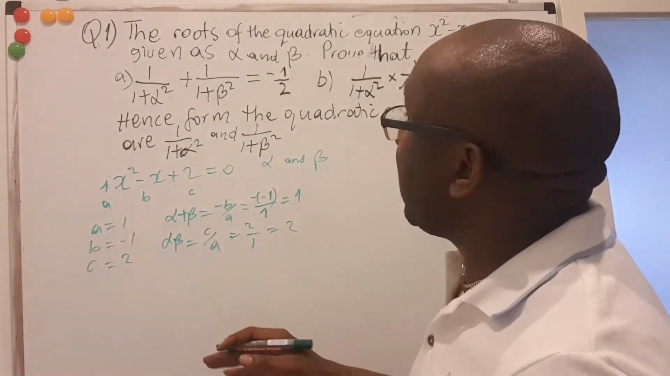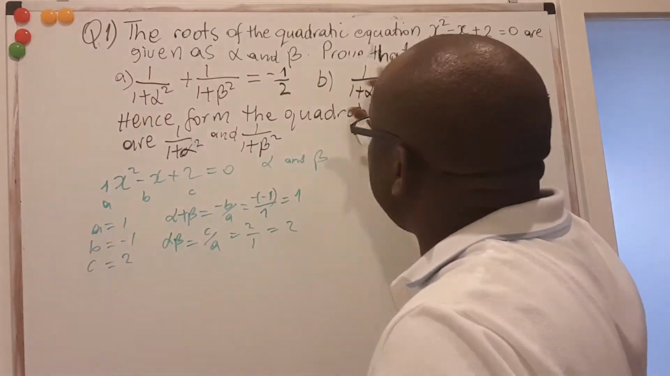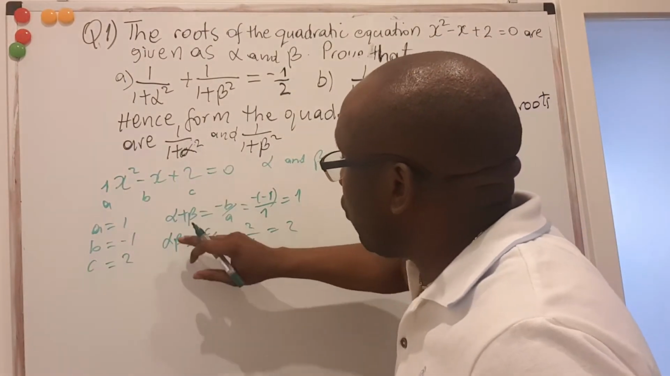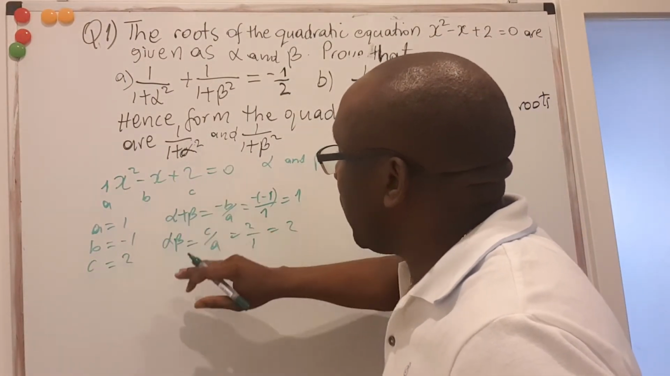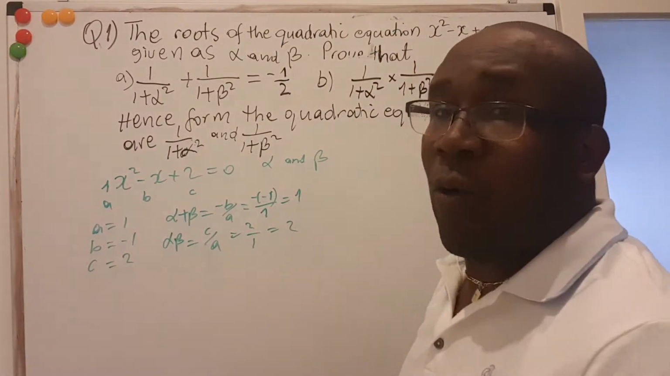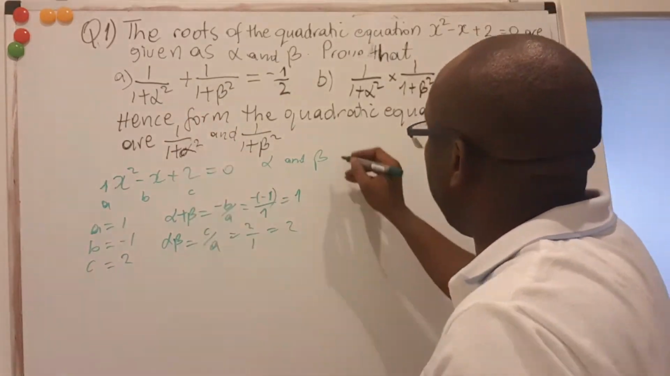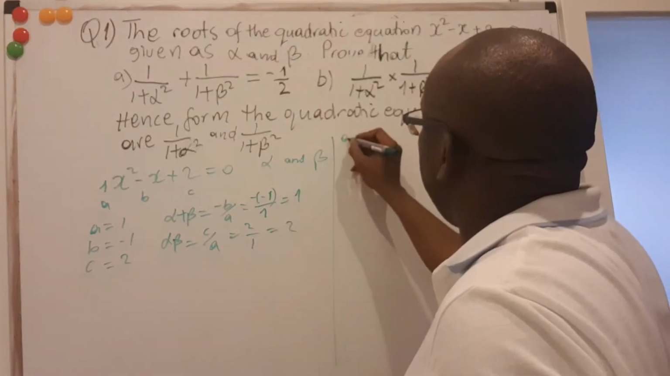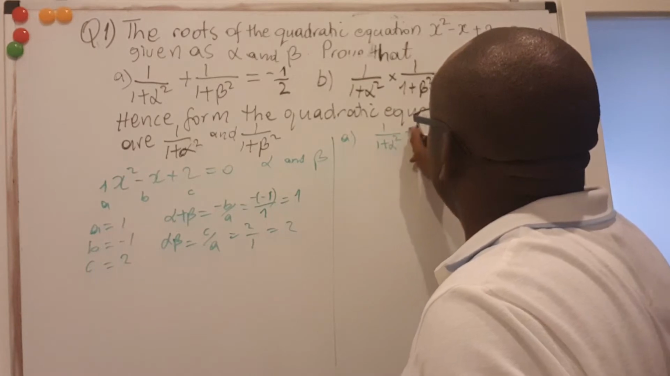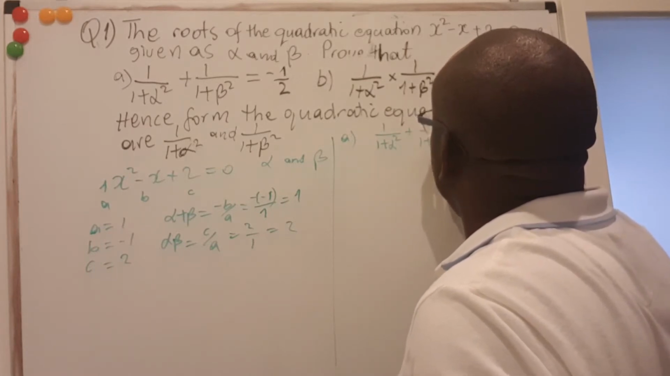What we need now is, in any situation that we work, whether we are multiplying, dividing, whatever we do, the intention will be to have things like alpha plus beta and alpha multiplied by beta, because we know that these are 1 and 2. So we will start with the A part. The A part says 1 over 1 plus alpha squared plus 1 over 1 plus beta squared.